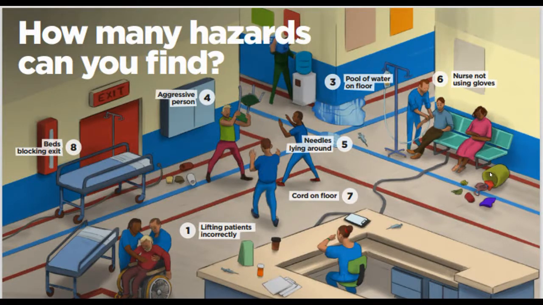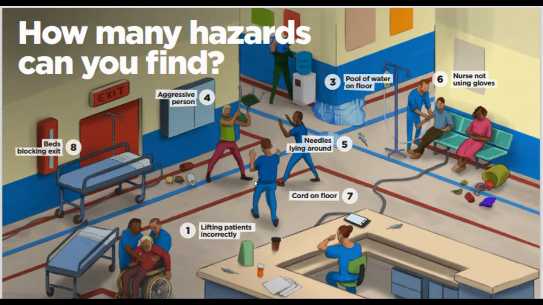It's not properly clean. Okay, and then the pool of water on the floor is the wet floor. The wet floor will make people fall down. That's the risk. The hazard is water on the floor. Okay, and then aggressive persons. As we can see, the person is carrying the chair to harm other people. So the risk is this chair will harm other people.